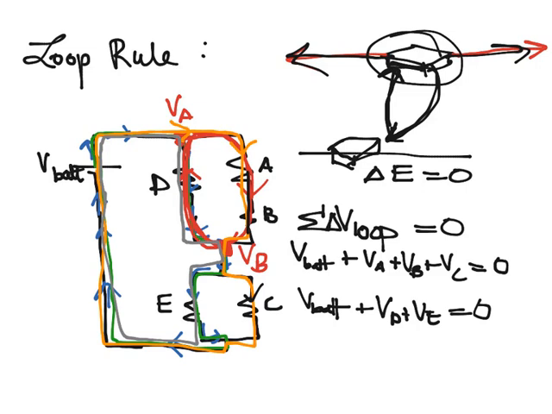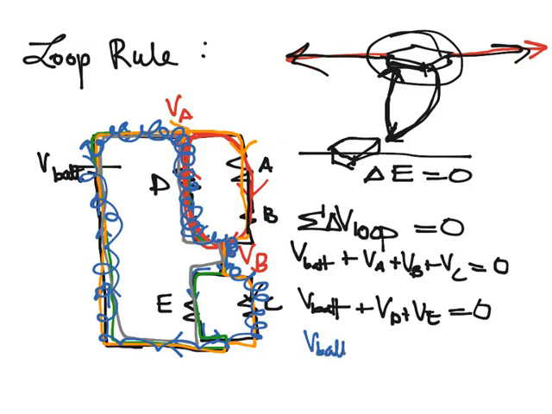And I could set up 2 more loops, at least. There are actually a lot of loops I can do, but I'll draw this curly-cued one. Okay, I could go through D and then go through C, and so I could set up the loop V battery plus VD plus VC equals 0.